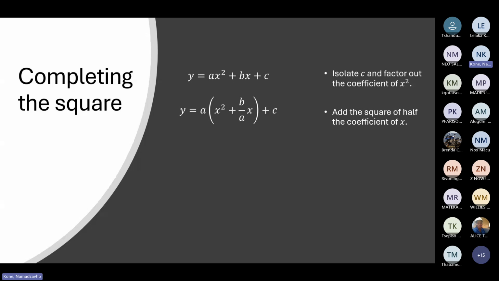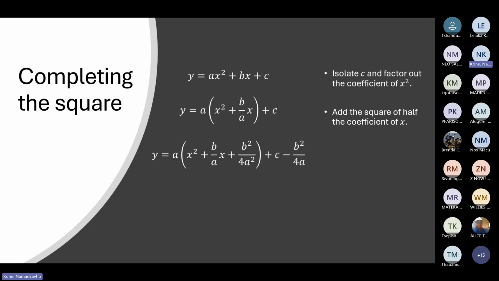And that half the coefficient of x must be squared. So we're taking b over a, and we take half of it, and half of b over a is b over 2a, and we square that. The square of that must be added inside this bracket.